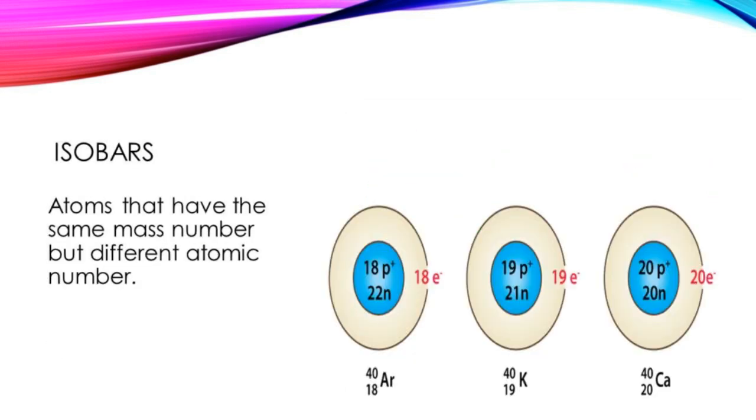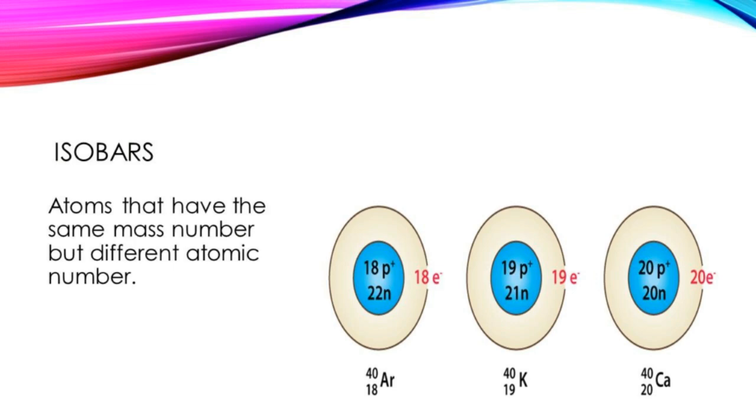Isobars. Atoms that have the same mass number but different atomic numbers are called isobars. For example, argon, potassium and calcium have the same mass number but different atomic numbers. In argon, the atomic number is 18 and the mass number is 40. So in the nucleus there are 18 protons and 22 neutrons.